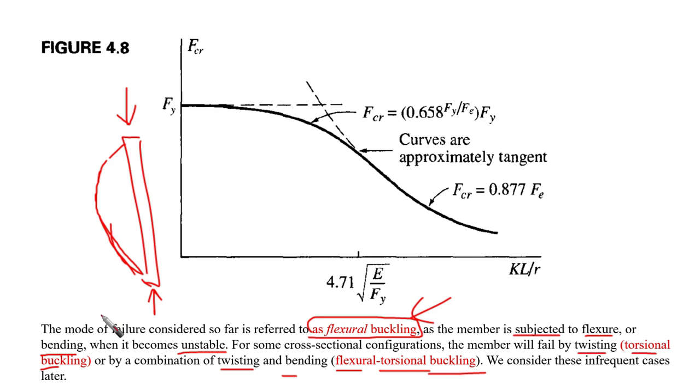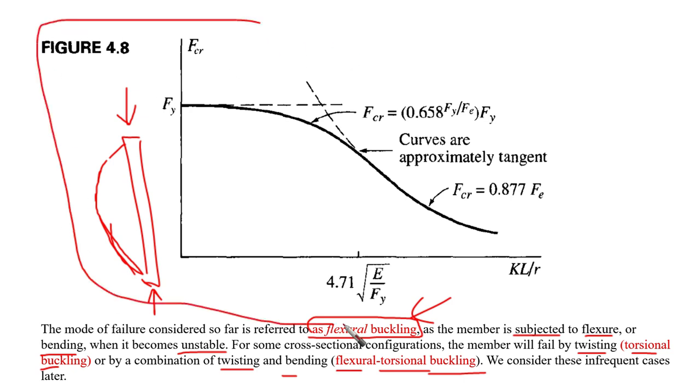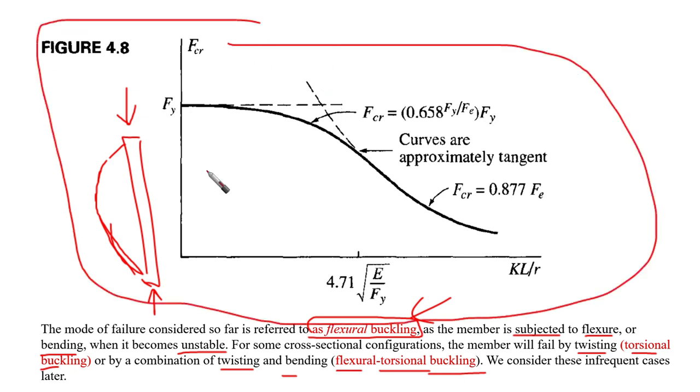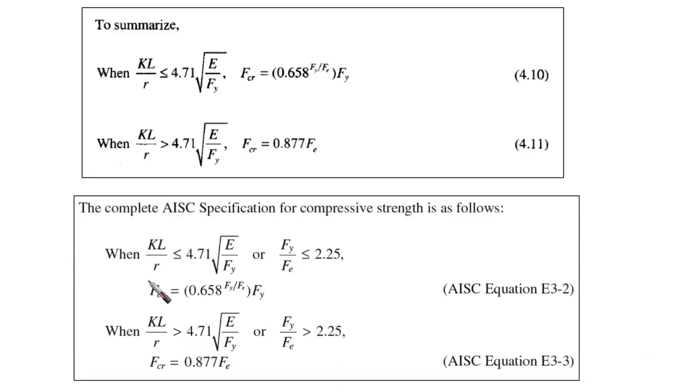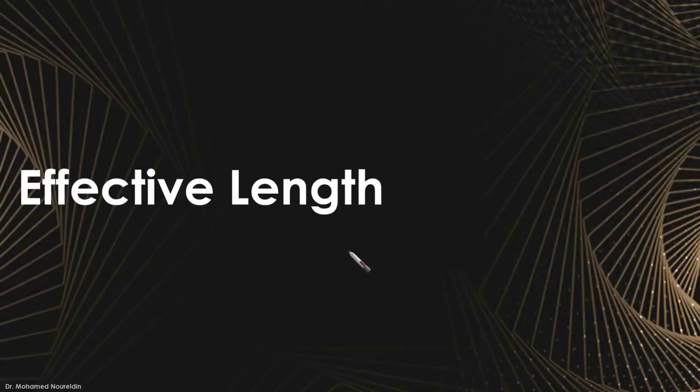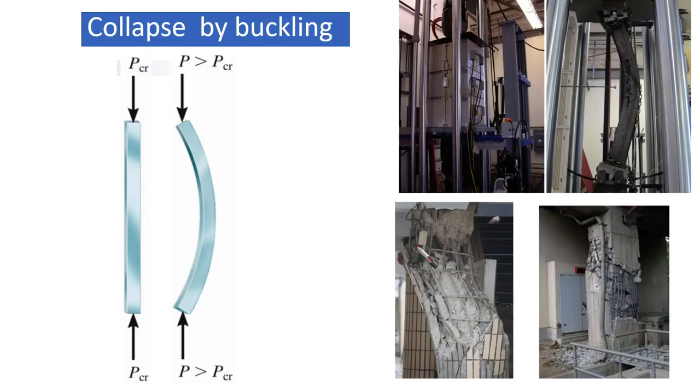We're going to consider these types of failure later on in our videos and lectures, but what we have described up till now is related to what we call flexural buckling in one plane, as I have shown you in the pictures. Look here, this is what we call failure in one plane only. Okay, one plane, something like this.